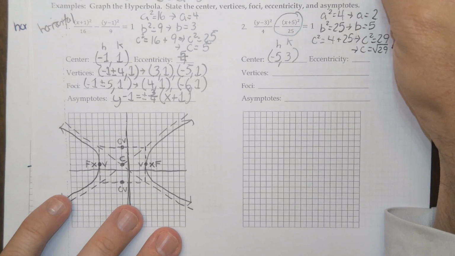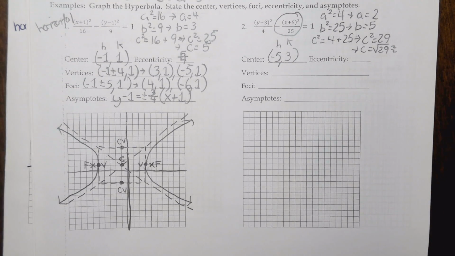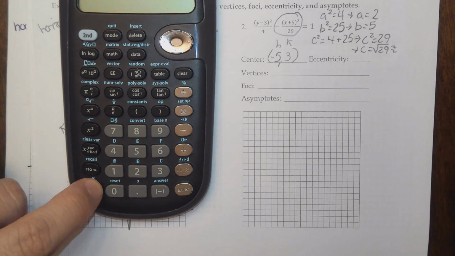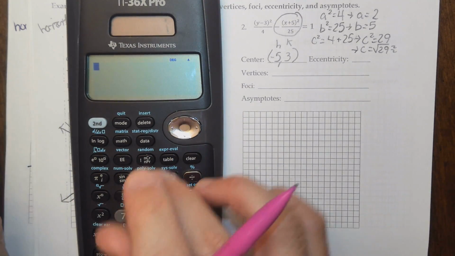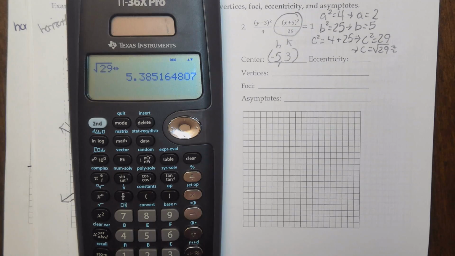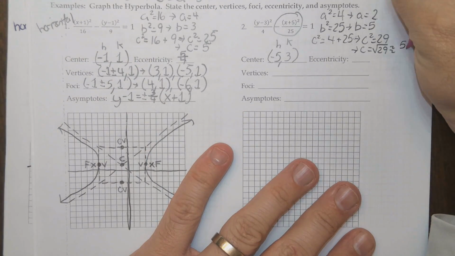And then when we square root both sides, we get C is equal to the square root of 29. Let's approximate that, because that's really going to help us determine exactly how far we need to go up and down from the center this time. So just square root 29 and use the approximate button down here, and we got it to be, let's just round to the tenth, approximately 5.4.